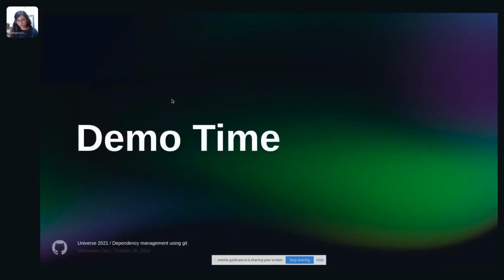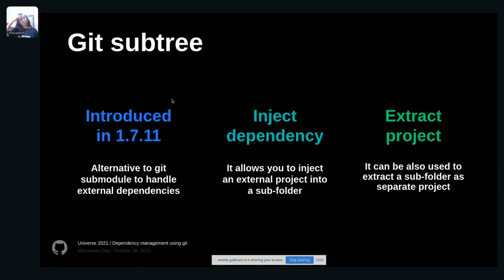So moving on to the next tool right here, that is git subtree. It was introduced in version 1.7.11 as an alternative to git submodule to handle external dependencies, and it was introduced around June 18, 2012, if I'm not wrong. You can check the tags, of course. It helps you insert any repository as a subfolder inside another repository, and helps you manage them, of course. Then you can inject dependencies, and you can also extract projects, that is, you can extract a subfolder as a separate project.